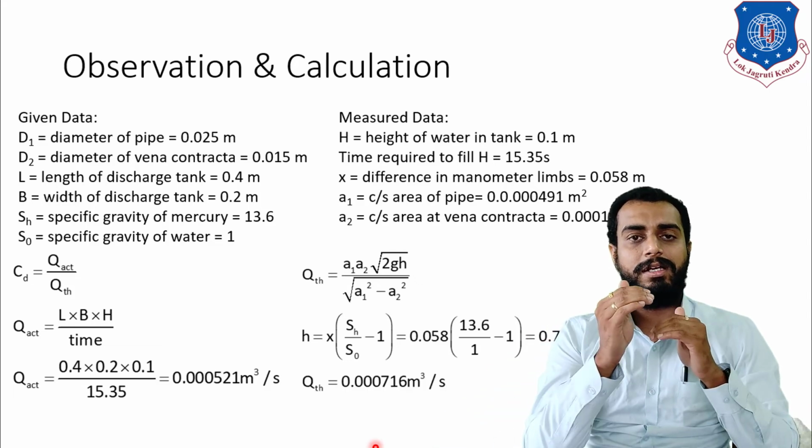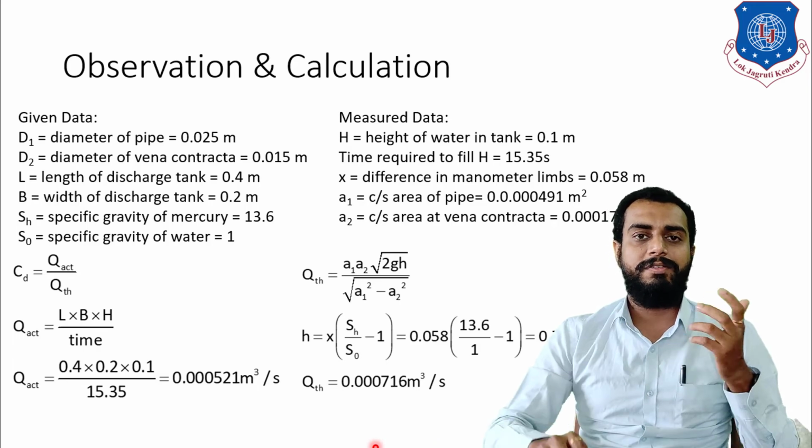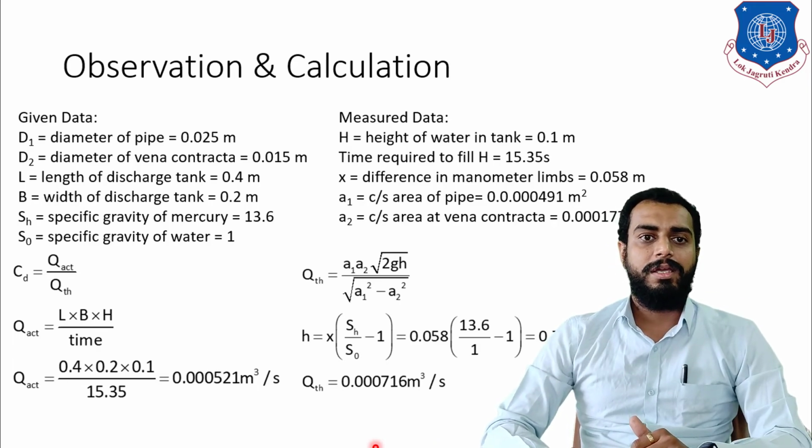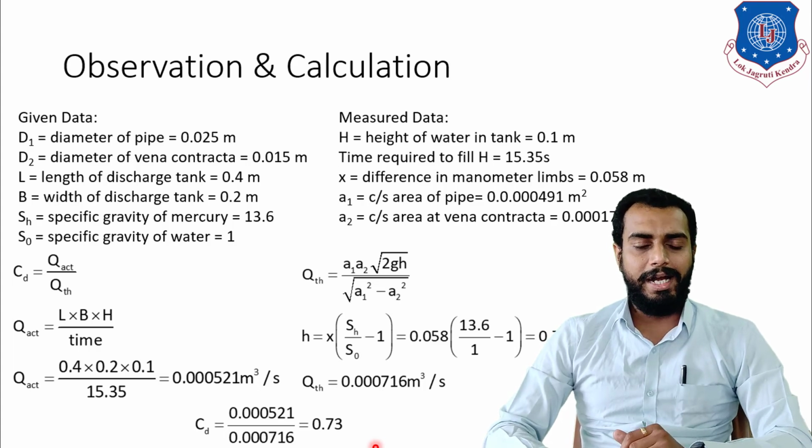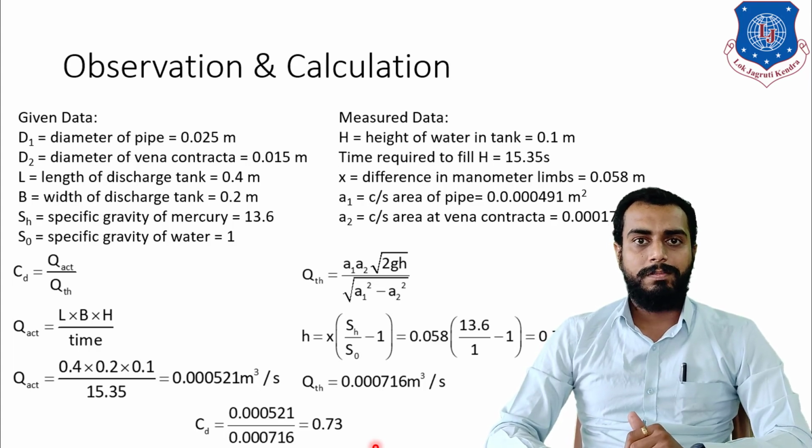Now if we take the ratio of these two quantities, we get the coefficient of discharge Cd, which is equal to 0.73. So that is all. Thank you.